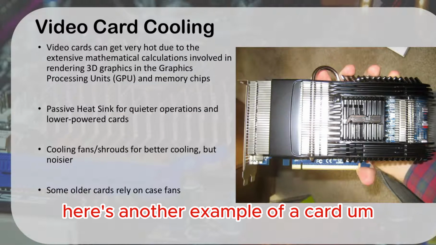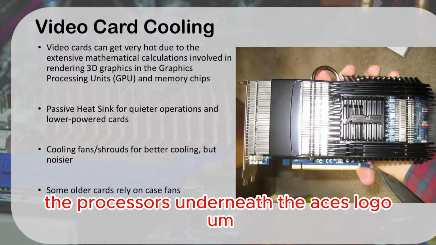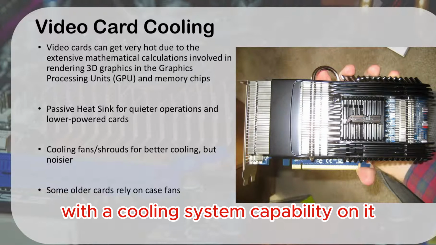Here's another example of a card. This one you can see has a radiator also on there. It's an Asus card. The processor's underneath the Asus logo. And then they've got this with a cooling system capability on it.